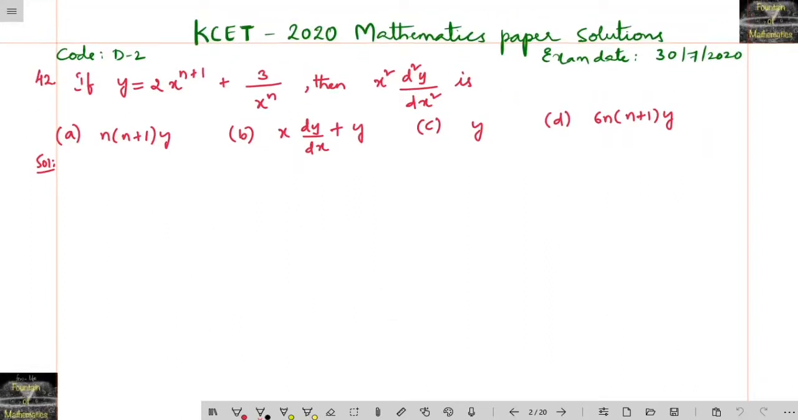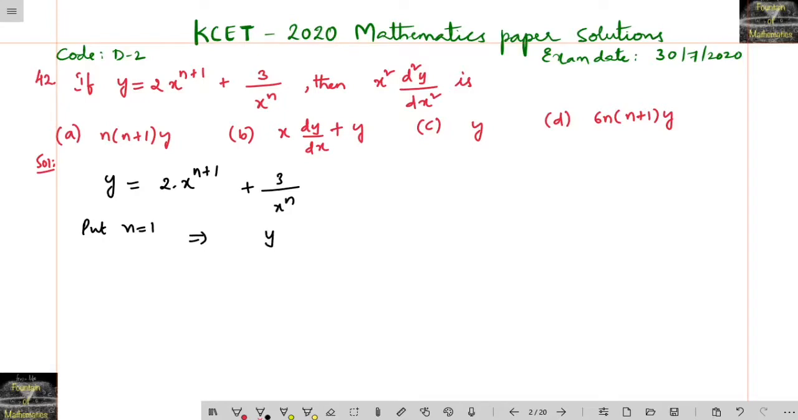Question number 42. If y is equal to 2 into x power n plus 1 plus 3 upon x power n, then x square d square y by dx square is how much? So y is given as 2 into x to the power of n plus 1 plus 3 upon x power n. By taking general n, simplifying is a little bit more tough, so for an objective shortcut we can put n is equal to 1 now and verify it.